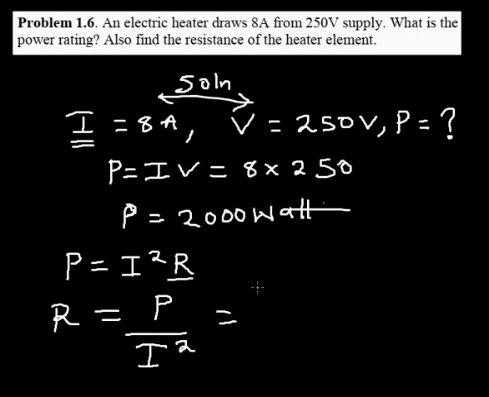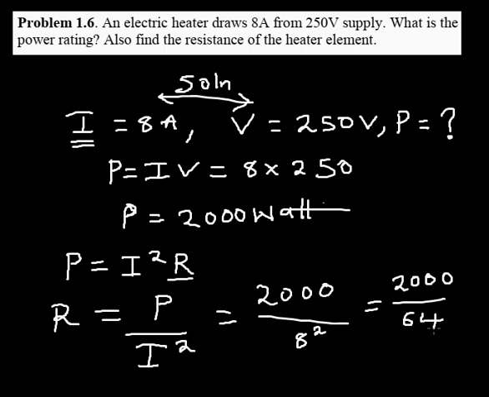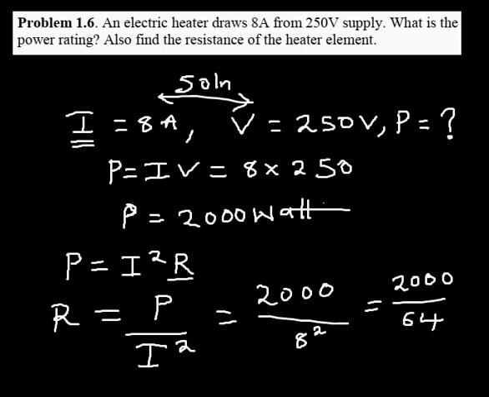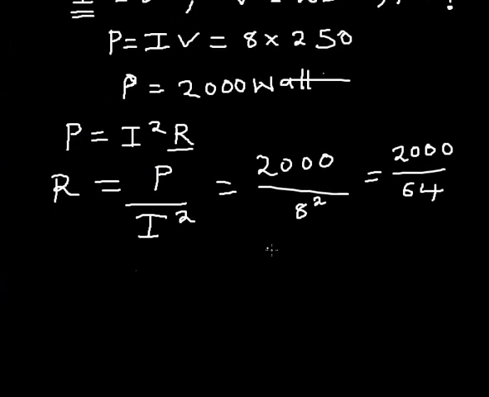So the power is 2000 watt, then divided by the current, and the current is 8 square. So I'm having 2000 over 8 square, which is 64. Okay, so let's do that. 2000 divided by 64. What do we have? So my resistance is going to be 31.25 ohm. As simple as that.